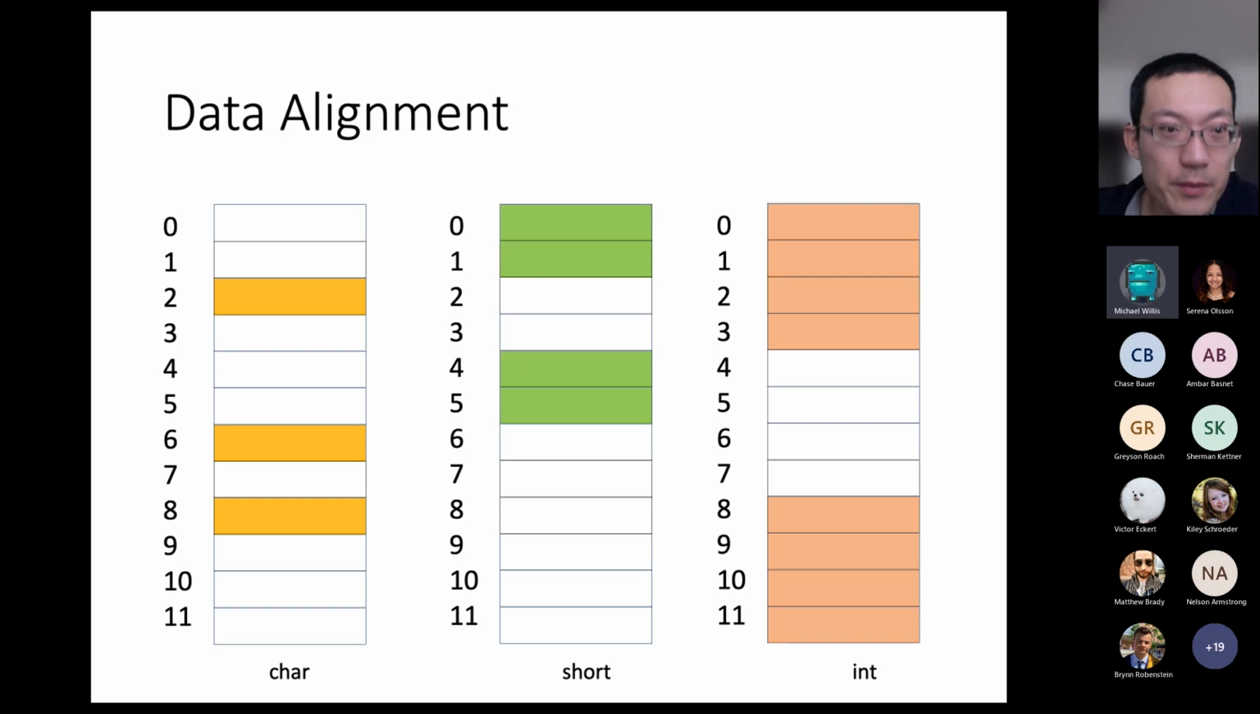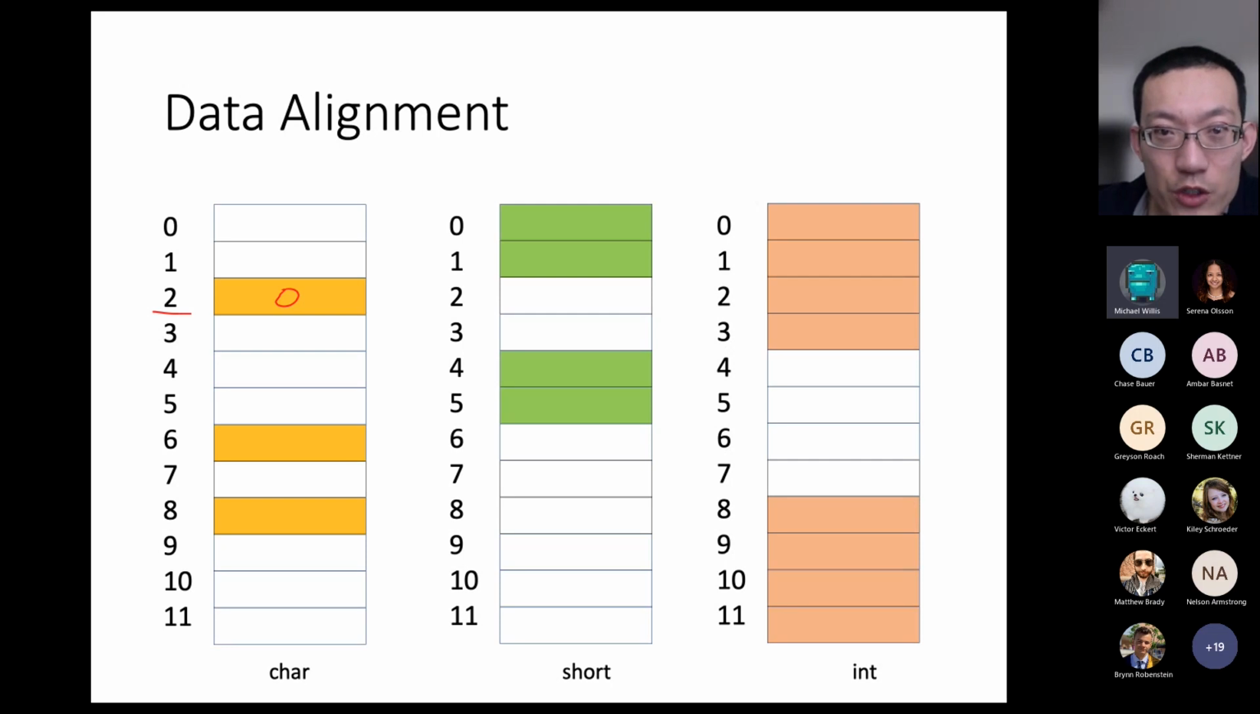Let's look at this example. So the first one, the yellow part is a char. It's 1 byte. For 1 byte, if we look at its address, which is 2, 2 is a multiple of 1, right? So for char, you can put it in any of the slots you like, because any address is a multiple of 1. So char naturally satisfies the data alignment requirements.